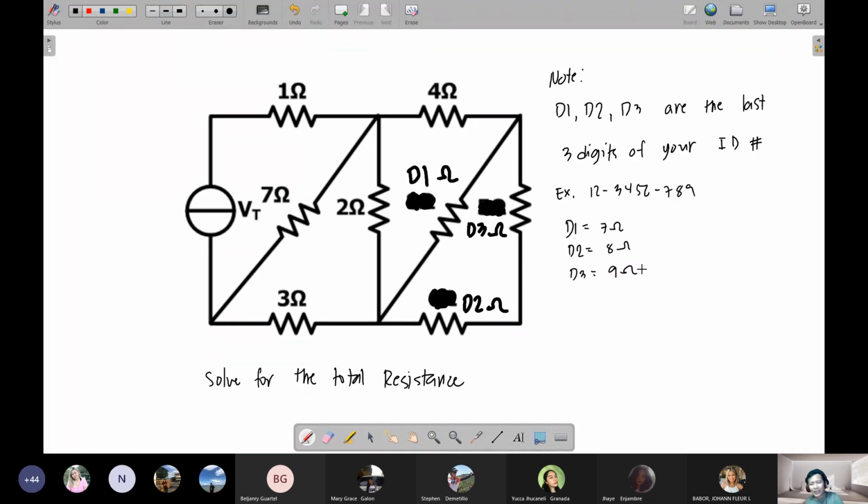Sir, what if it is 0? Also, if your ID number has 0, then change it to 10. Meaning your 0 is equivalent to 10. Okay? For example, if it is 709, the last digit will not be 0 but instead will be 10 ohms.